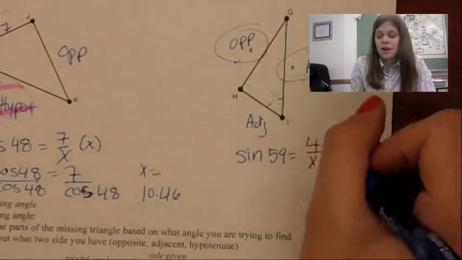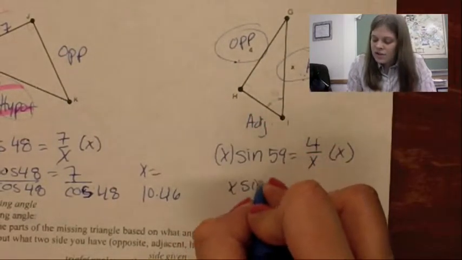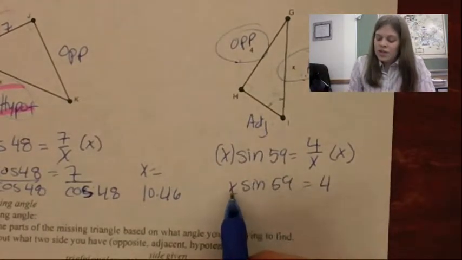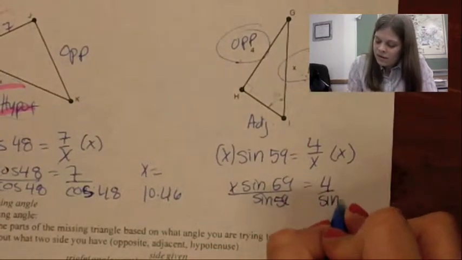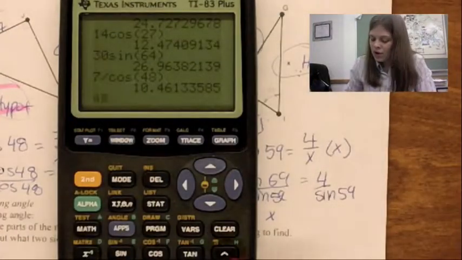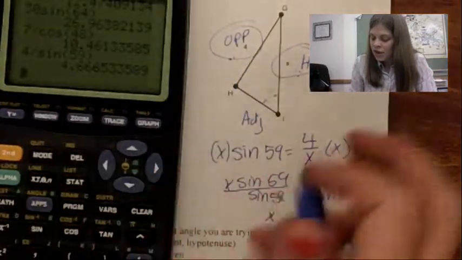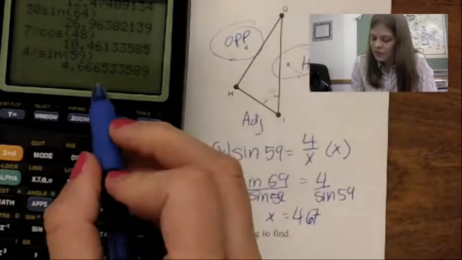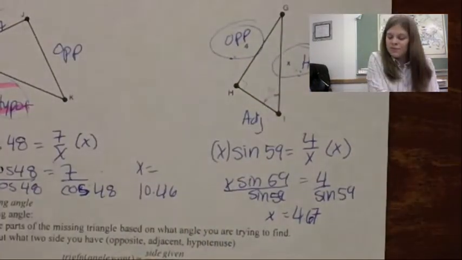Notice our x is in the denominator again, so I'm going to multiply both sides by x. So I have x sine 59 equals 4. So to get the x by itself, I have to divide by sine of 59. So in your calculator, you do 4 divided by sine of 59. And I get x is 4.67 because the next number is 6, so I round it up. Okay, hopefully you got that.